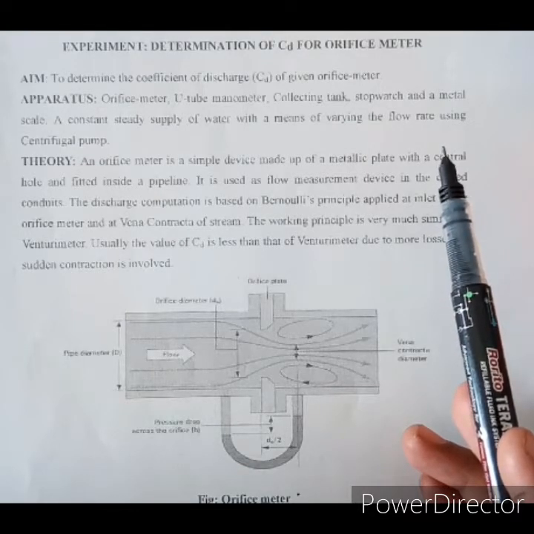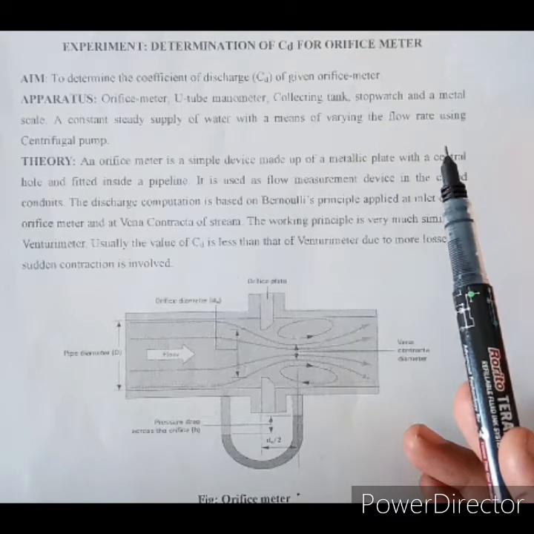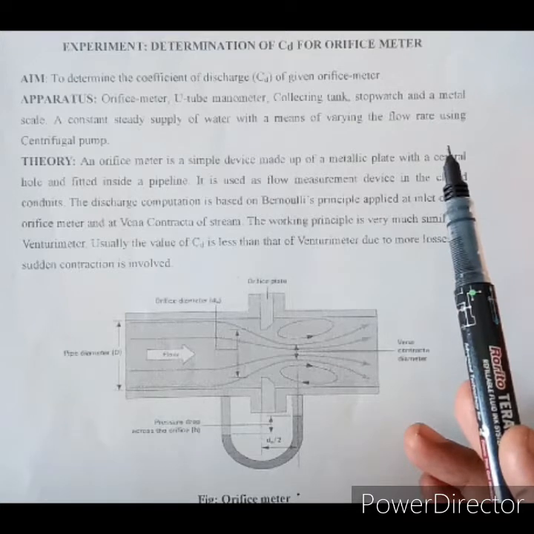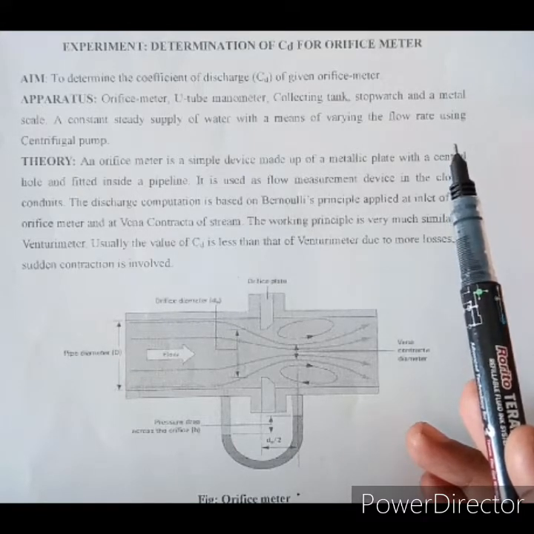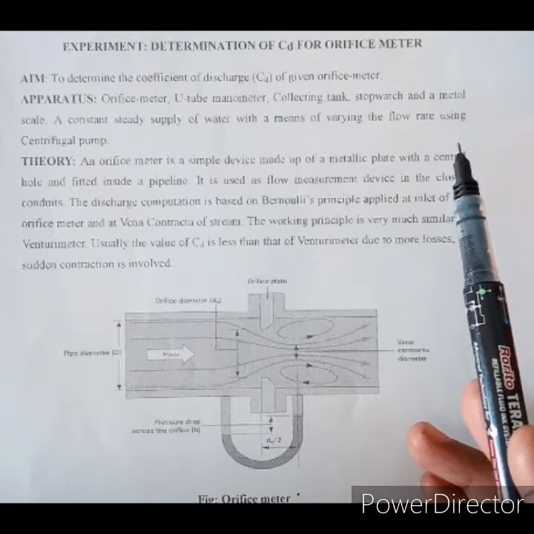Orificemeter is an instrument which is used to determine the discharge through a conduit section. Coefficient of discharge is the ratio of actual discharge to theoretical discharge. In an Orificemeter, the theoretical discharge is calculated by knowing the pressure head between the inlet and the orifice. Orifice is a metallic plate with a circular hole which is present inside the Orificemeter.